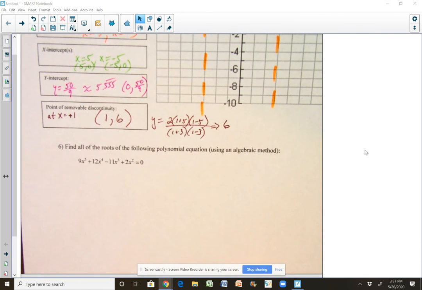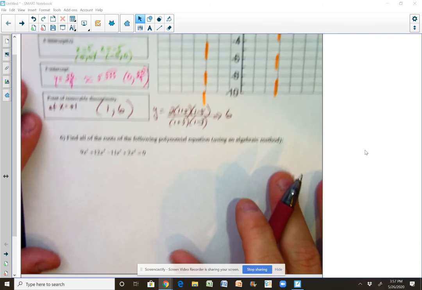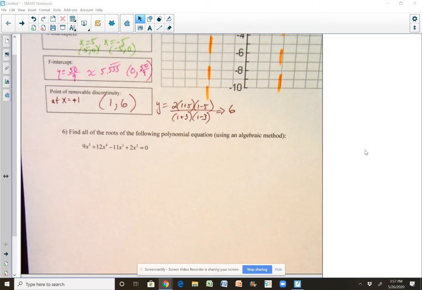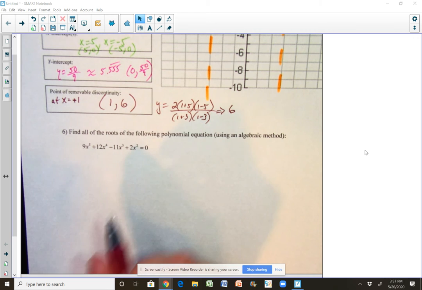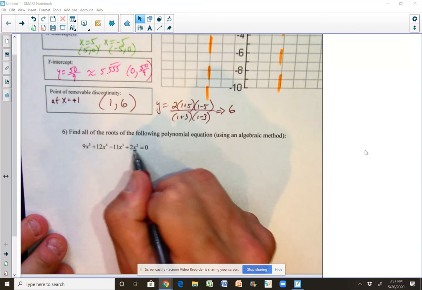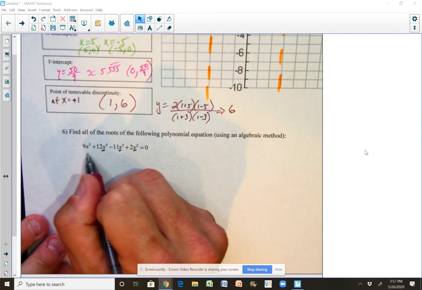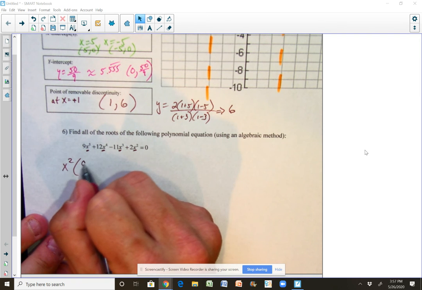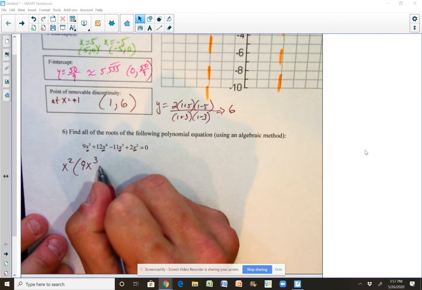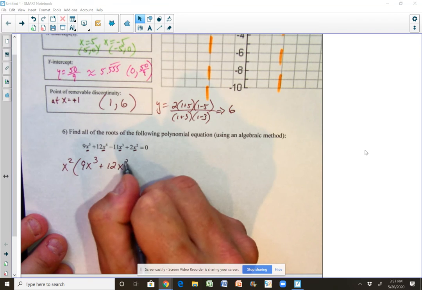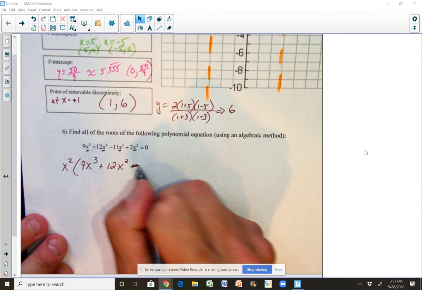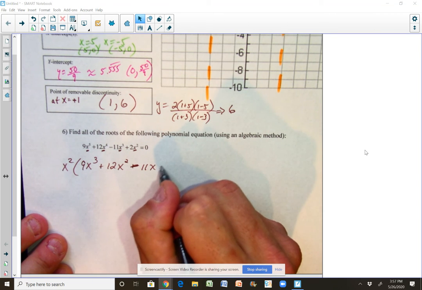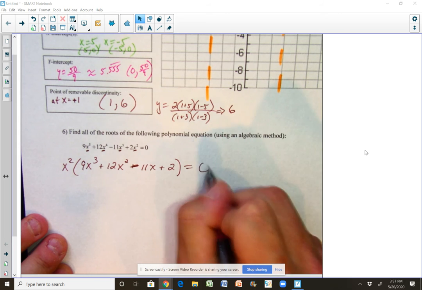Okay? All right. So going on to our last question, the algebraic roots. How do you solve a polynomial with multiple roots, and we want to do it algebraically or find some algebraic method for it? So we try to factor it if we can. We do get a little lucky here because it has a GCF right in the beginning. So we can get rid of the x squared, and we're left with 9x to the third plus 12x squared minus 11x, and then plus 2 equals 0.